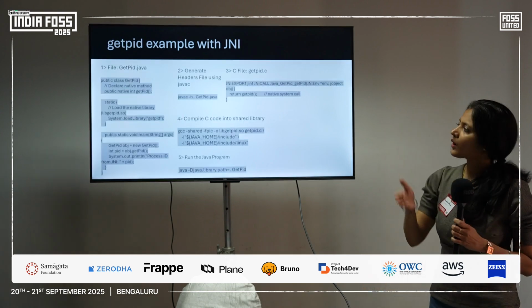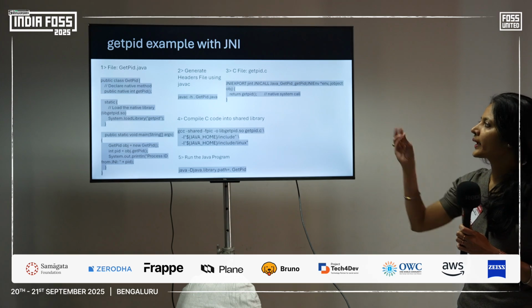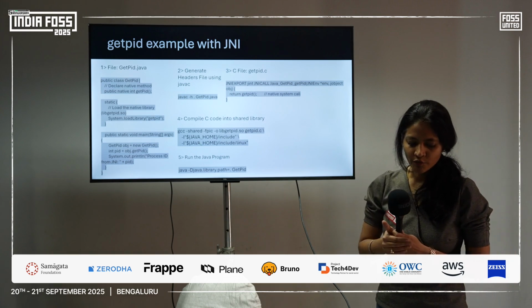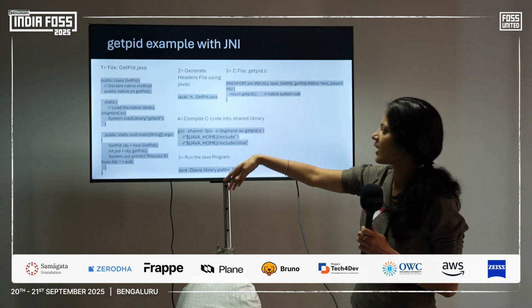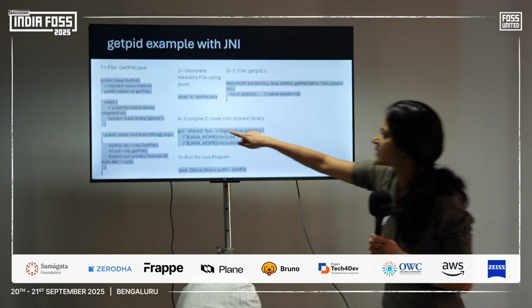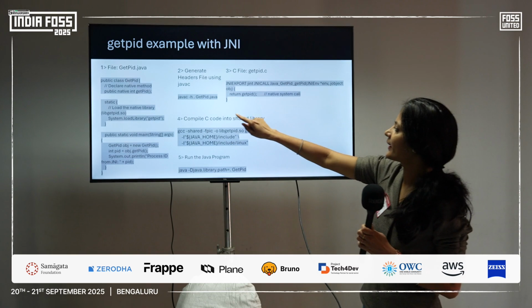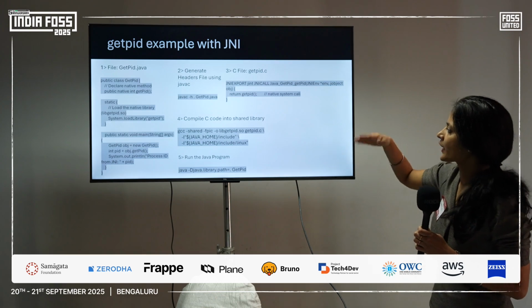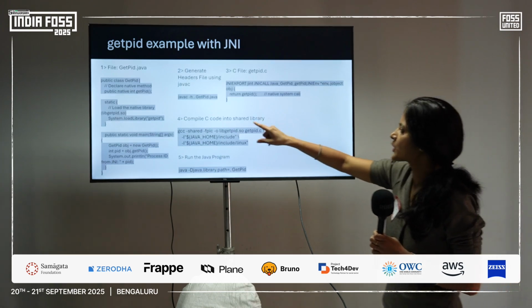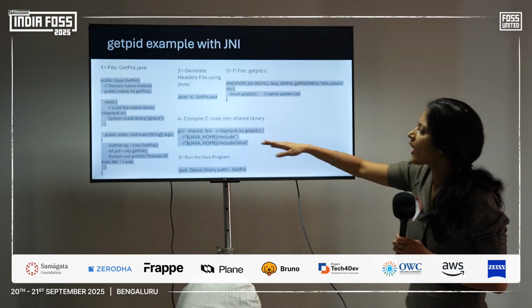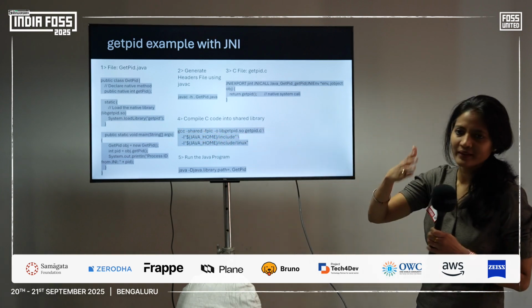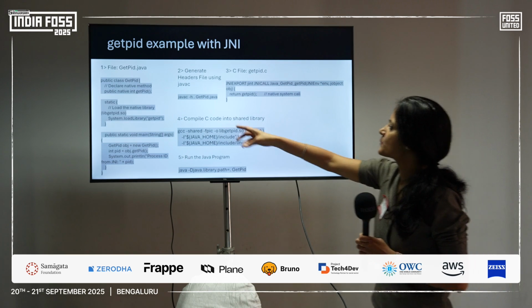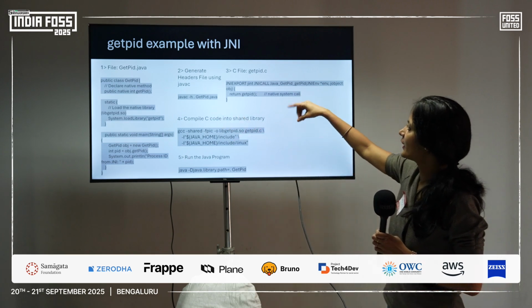Okay, so now let's say I just want to call getPID from Java, and what are the different steps with JNI? First, this is the Java code, where you write public native int getPID. That is the method which will actually be doing the job, and this method has to be implemented in C. And you have to load the library that everybody was talking about, that .so library, where this method is compiled in the C code.